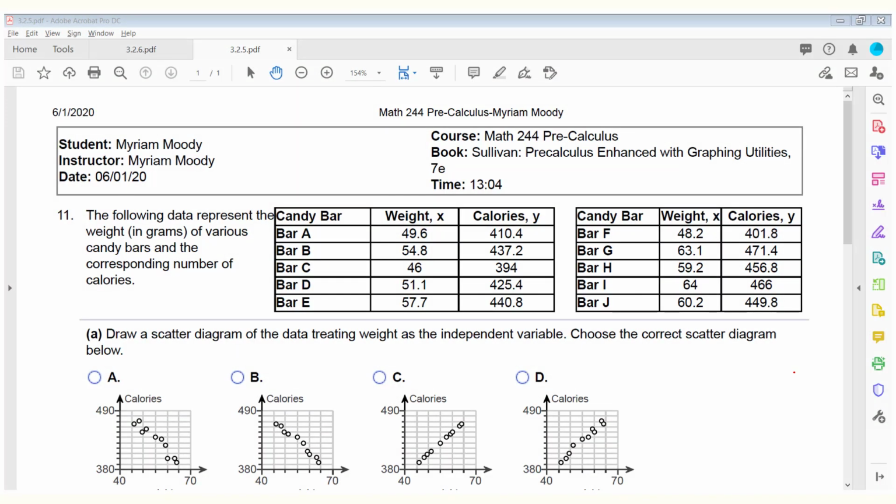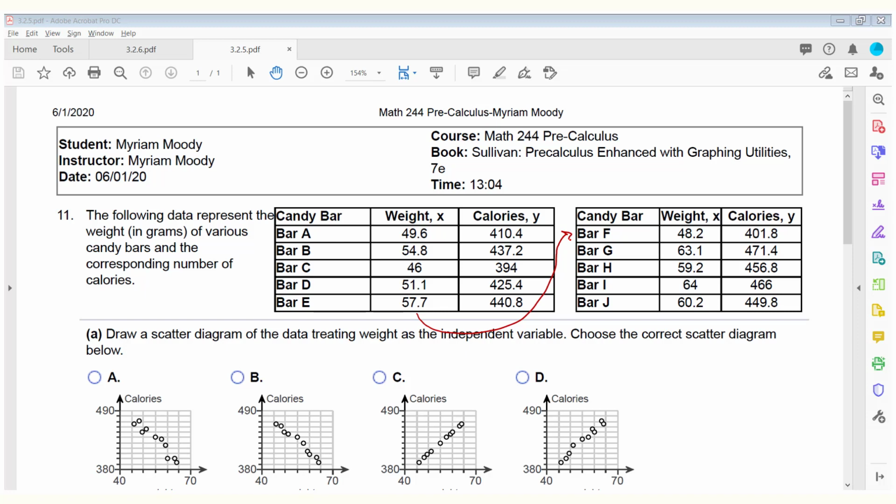So let's look at this last problem. We have this data representing the weight in grams of various candy bars. Now here's the thing. There's 10 candy bars, and this is a continuation right here. They didn't stack it one on top of the other. Why? It would have taken up too much room. Okay, so let's take a look at this information.